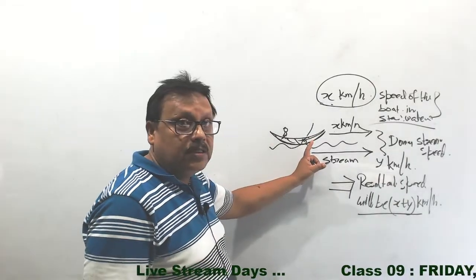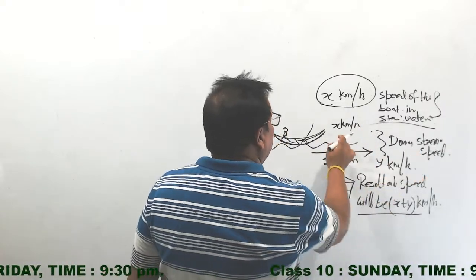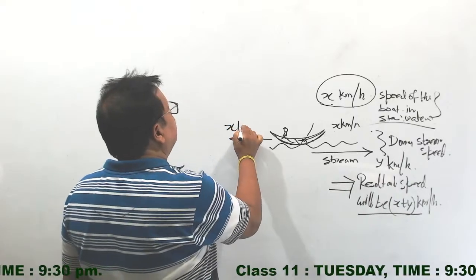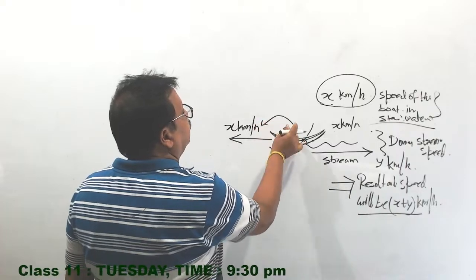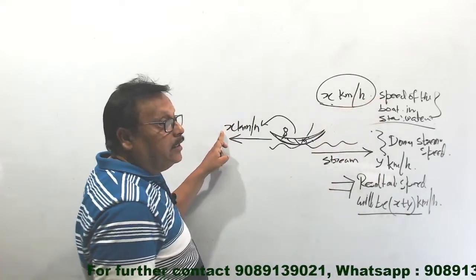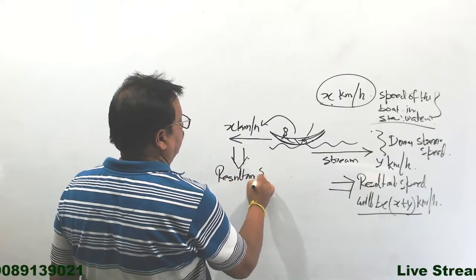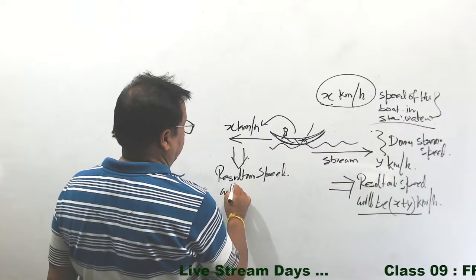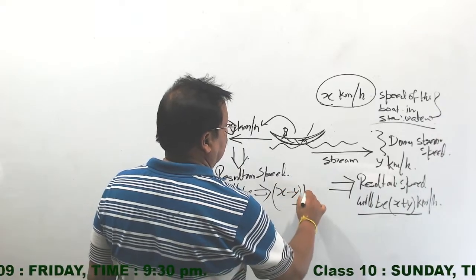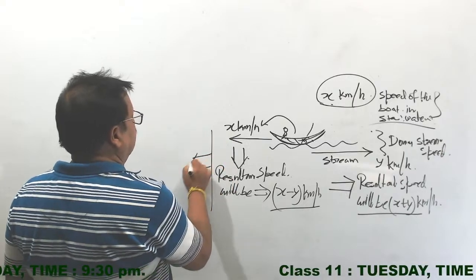Now, consider the same case. If the river flows in the right direction and the boat in the opposite direction, here the boat's speed in still water is x kilometer per hour. Now, what will be the resultant speed? It will be x minus y kilometer per hour. It is called upstream speed.